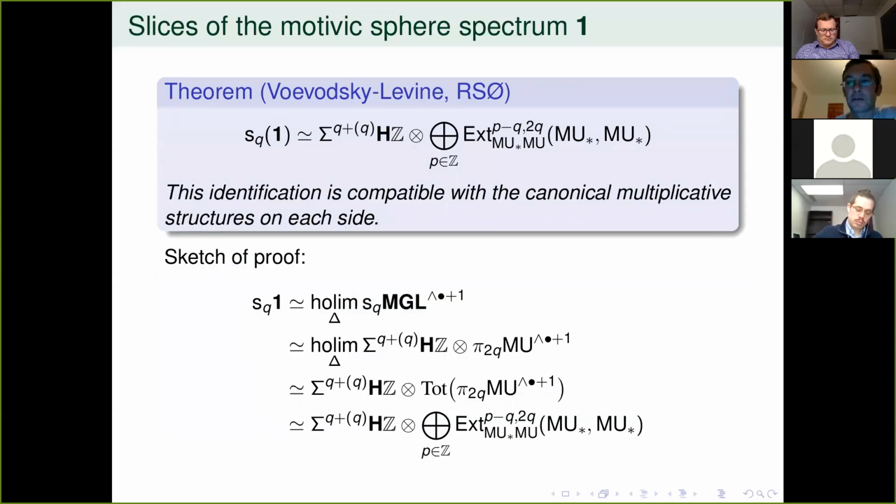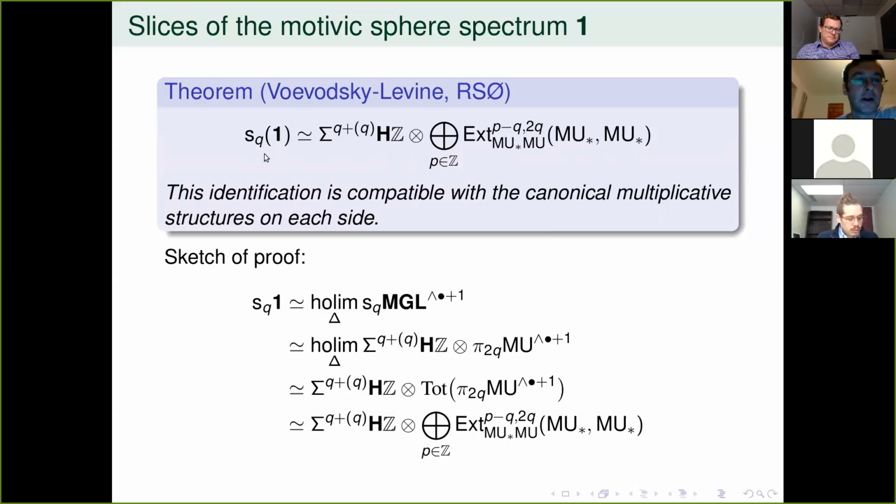Okay, so we get this computation here, the q-th slice of the sphere spectrum. This is an appropriate suspension of motivic cohomology with the following coefficients. It's Z tensored with the direct sum of the E2 page of the topological Adams-Novikov spectral sequence. So this is actually a finite sum for any fixed q, and the groups inside there are finite abelian groups, except if both p and q are 0, then it's just Z, and this is then just the zero slice.